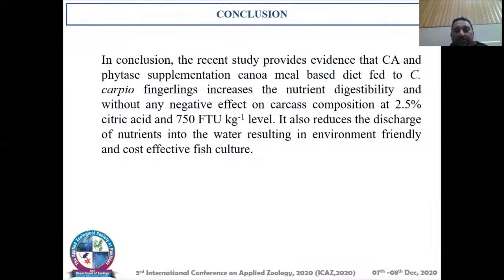Conclusion. In conclusion, the present study provides evidence that citric acid and phytase supplementation in a canola meal based diet fed to Cyprinus carpio fingerlings increases nutrient digestibility without any negative effect on carcass composition. Thank you.